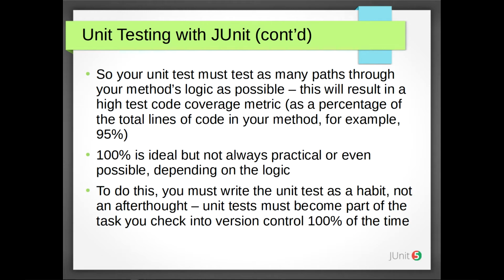So, your unit test must test as many paths through a method's logic as possible. This will result in a high test code coverage metric, which is measured as a percentage of the total lines of code in your method. For example, 95%. 100% is ideal, but not always practical or even possible, depending on the logic. To do this, you must write the unit test as a habit, not an afterthought. Unit tests must become part of the task you check into version control 100% of the time.